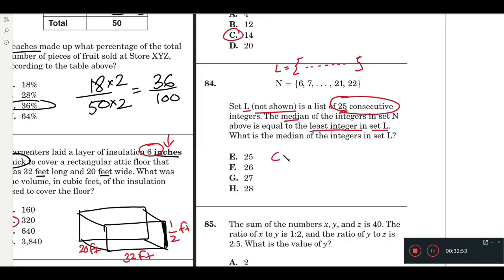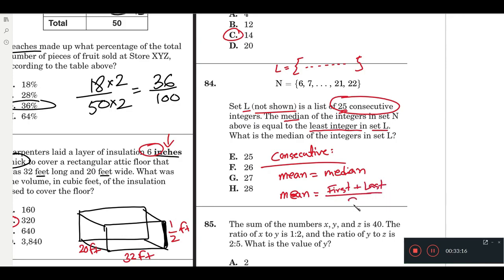When numbers are consecutive, there are two things you can do. One thing you must remember is that the mean is equal to the median. That's one fact. Secondly, pay attention: how do you find the mean? You can add the first one plus the last one and divide by 2. These are the two things I want you to remember about consecutive numbers.